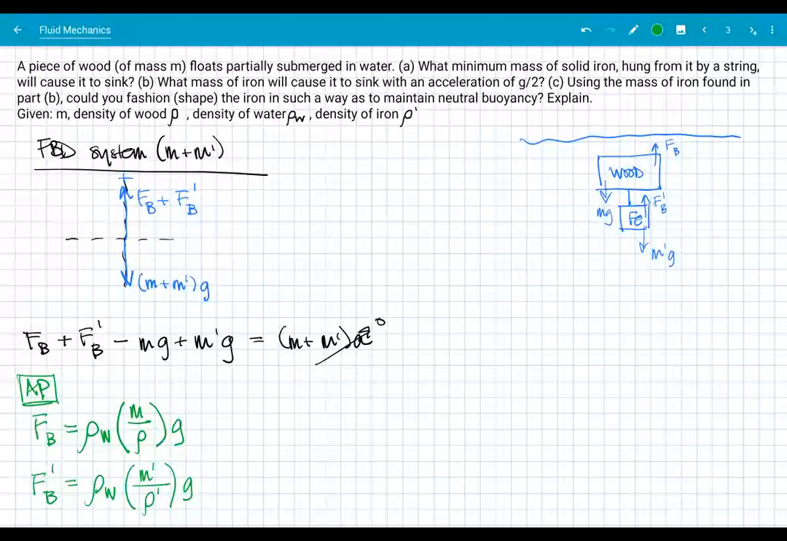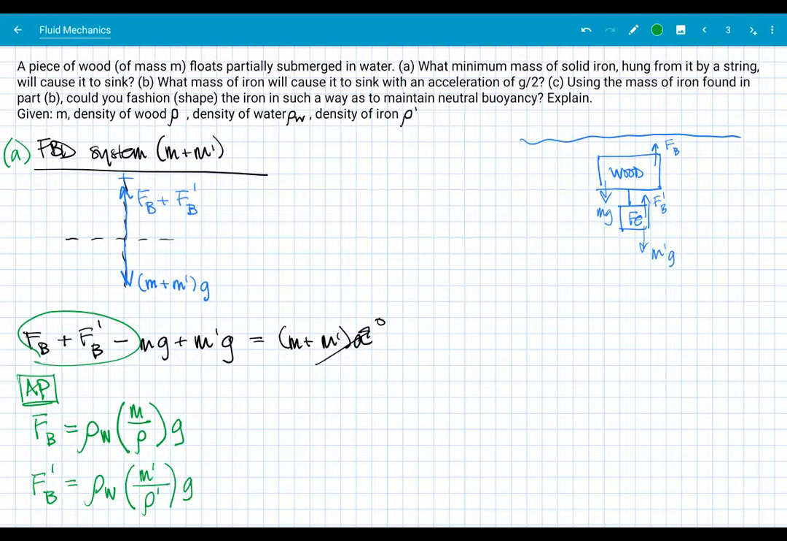So now I have something I can do here. I can sub in these buoyant force expressions in my Newton's second law equation, and then I can gather my terms, and I will be able to solve algebraically for M prime. Okay, so we just have algebra. Our physics is done, and we just have algebra from here on out. I'll leave you to work on that part. So this here is really part A that we're working on.